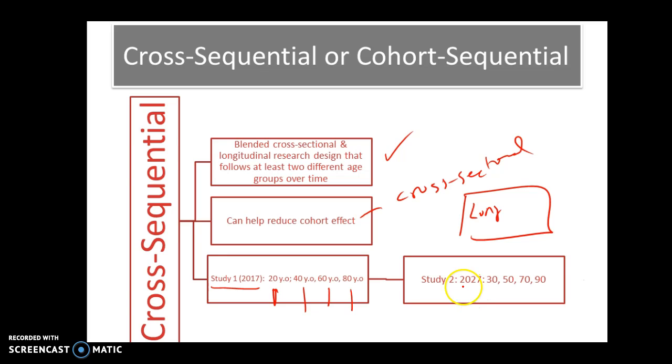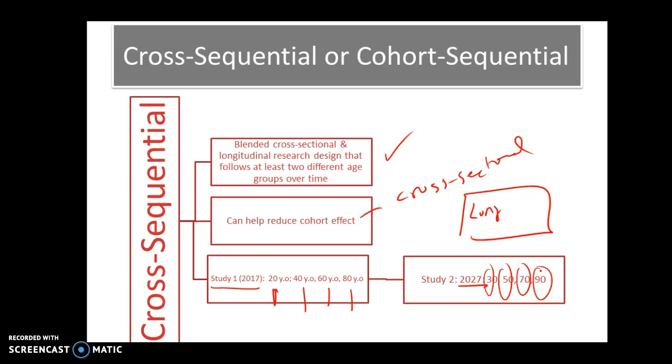So study number 2 is going to take place 10 years from now. In 10 years, we're going to study the same cohorts, but now our 20-year-olds are 30, our 40-year-olds are now 50, our 60s are 70, and our 80s are 90. You can see some of the effects of the longitudinal research, meaning we're covering a long period of time. Some of our participants may have passed away by this time, but that's really what it is.